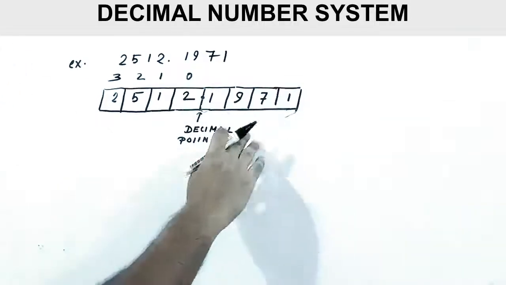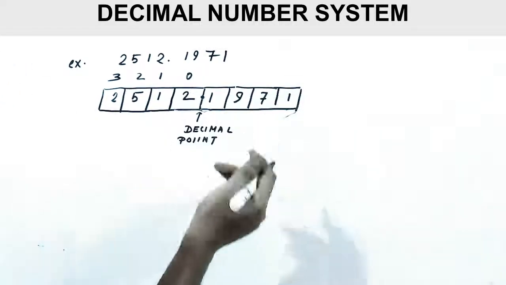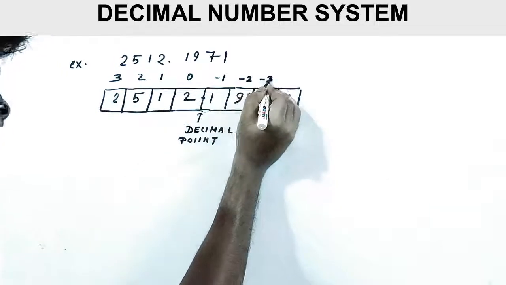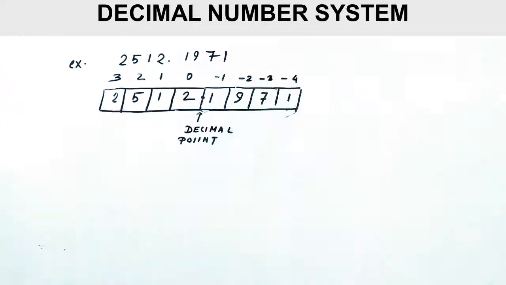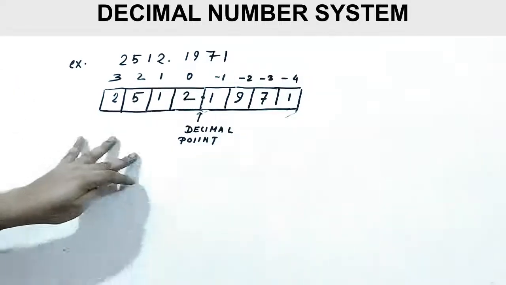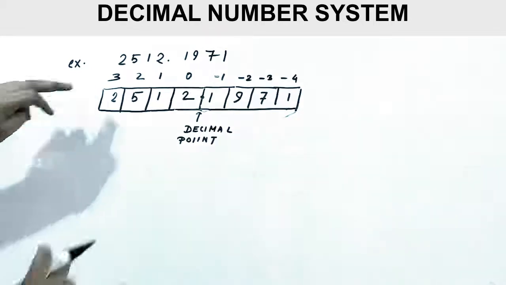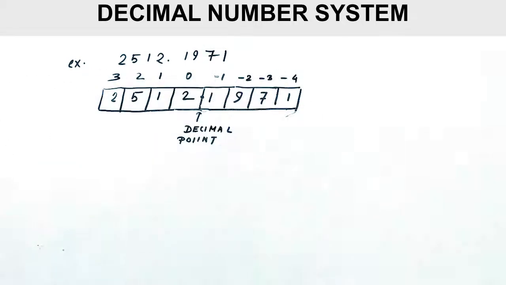And on the right, there is the fractional part. You should start from negative integers, that is -1, -2, -3 and -4. So this is the position I have allocated. Now what will be the positional value? And then comes the weightage. We all know that in the positional number system, the position, the weightage and the positional value are all interlinked.